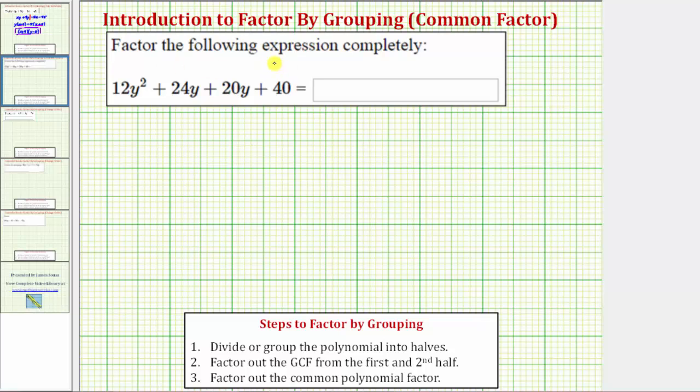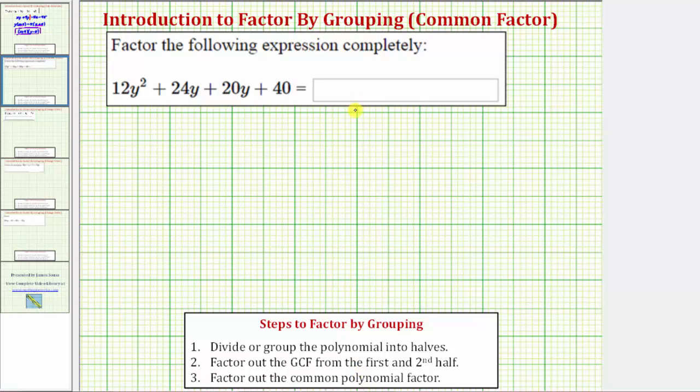We're asked to factor the following expression completely. Looking at our polynomial expression, notice how we do have two like terms here, so we could combine the like terms and factor this using the techniques of factoring a trinomial. But let's go ahead and leave it in the given form, and because we have 4 terms and the number of terms is even, we'll use the technique of factor by grouping outlined here below.